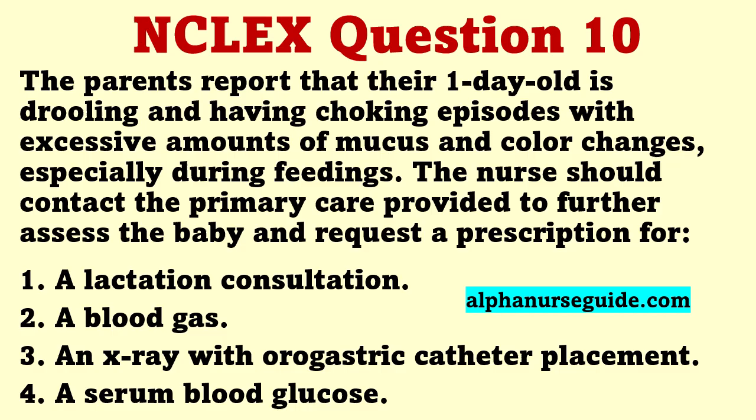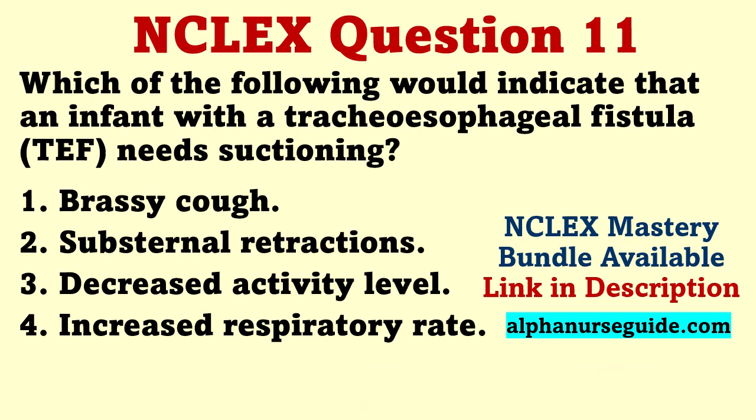The correct answer is 3. The drooling and excessive mucus production is highly suggestive of a tracheoesophageal fistula. The initial diagnosis is made when an orogastric catheter cannot be passed to the stomach. Which of the following would indicate that an infant with a tracheoesophageal fistula needs suctioning?